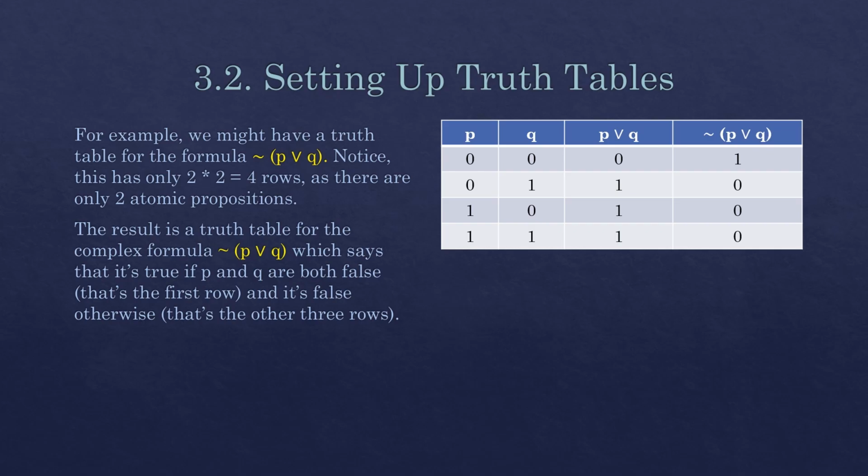And the result is a truth table for the complex formula. It is not the case that P or Q, which says that it is true if P and Q are both false. That is the first row, and it is false otherwise. That is the other 3 rows.